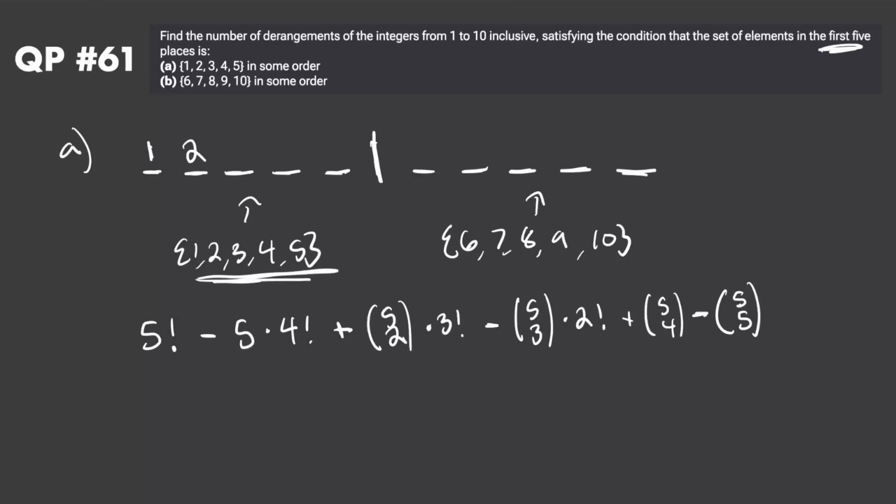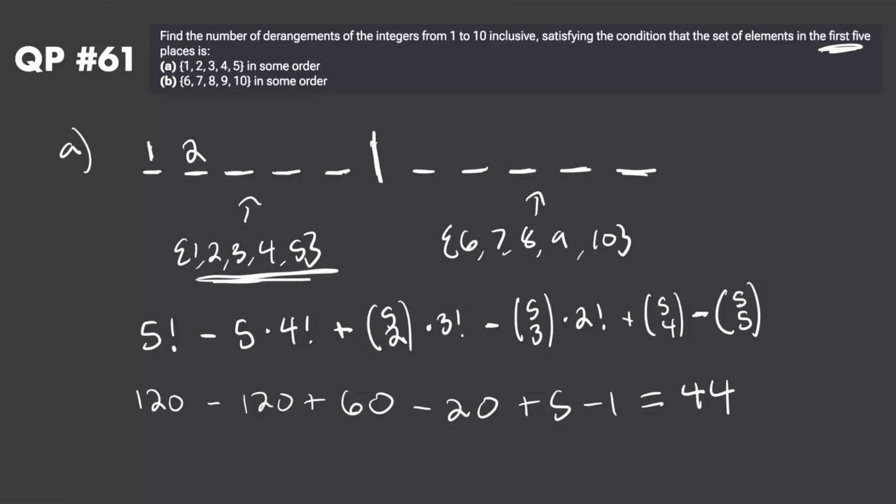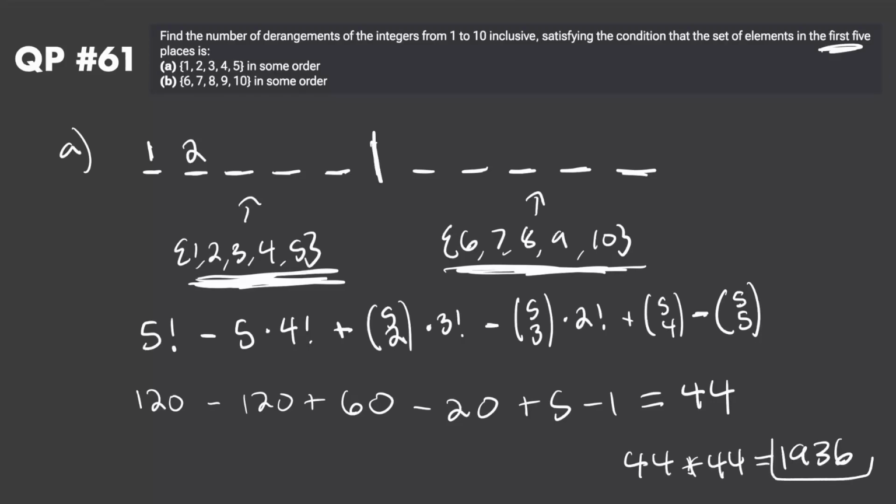We've already calculated this in QP55, but let's just do it again. I have 120 minus 120, and then I add 60 here, minus 20 plus 5 minus 1, and that's going to end up equaling 44. So there's 44 ways of deranging these first 5 over here, and there's also going to be 44 ways of deranging these 5, right? We just have 5 elements again, and these are the places that they should go. So for every single one of these derangements, I have another derangement over here. So let's multiply 44 by 44. And that's just going to equal 1936. So the answer for part A is just going to be 1936.